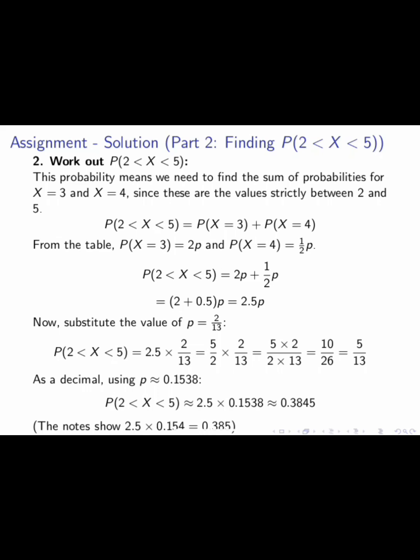Now you might be wondering how we come about the 0.3845. You can use your calculator to find the value of 0.3845, which we'll be doing in the next video. So that's all for this video. Thank you.